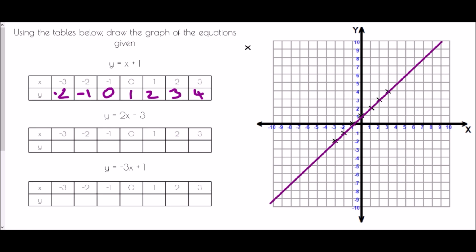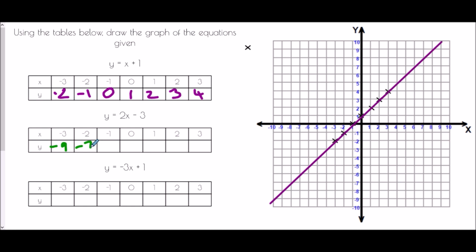So then next, we'll try the next equation. Y equals 2x minus 3. So what this means is we're taking the x value and doubling it, so multiplying by 2, and then we're going to take 3 away. So if I use -3, 2 lots of -3 is -6, and take another 3 away is -9. If I use -2, negative 2 times 2 is negative 4. Take away another 3 is negative 7.